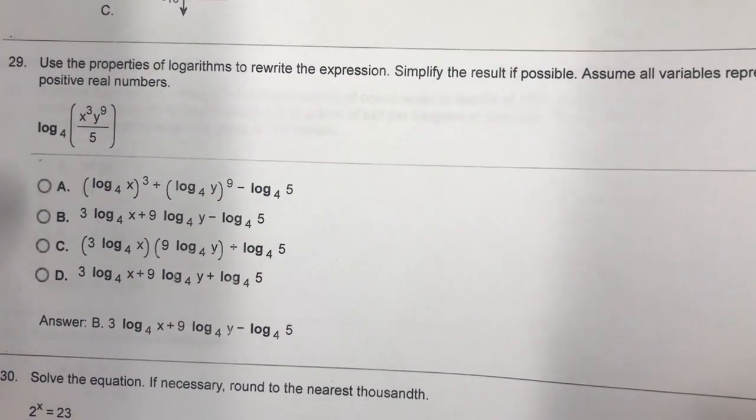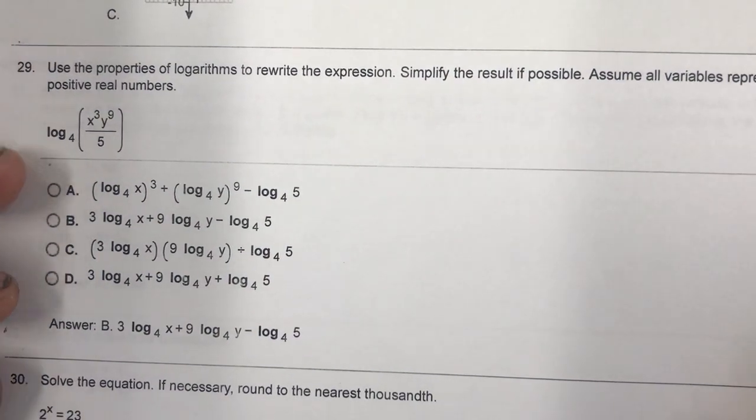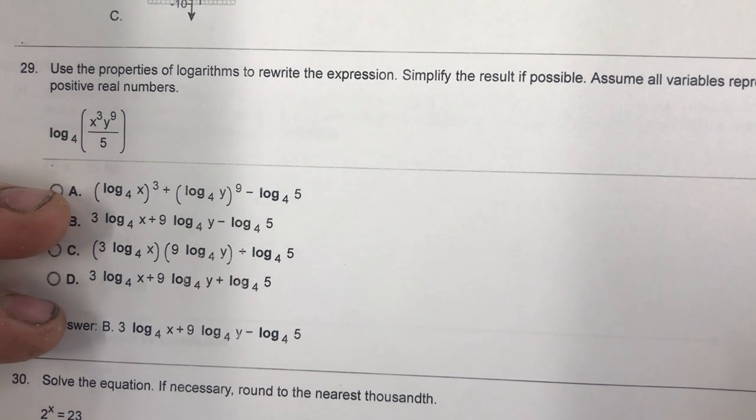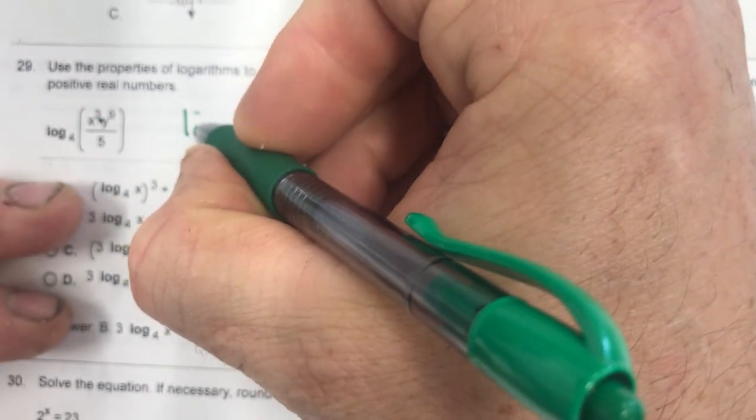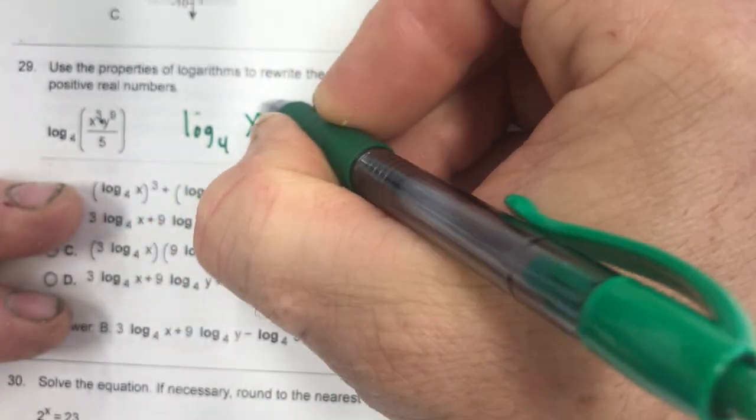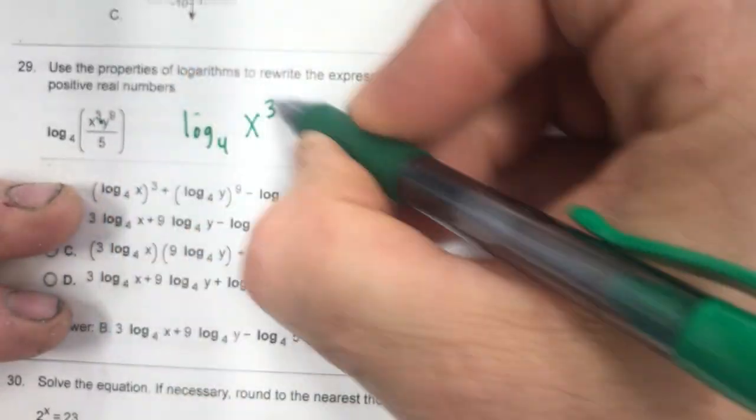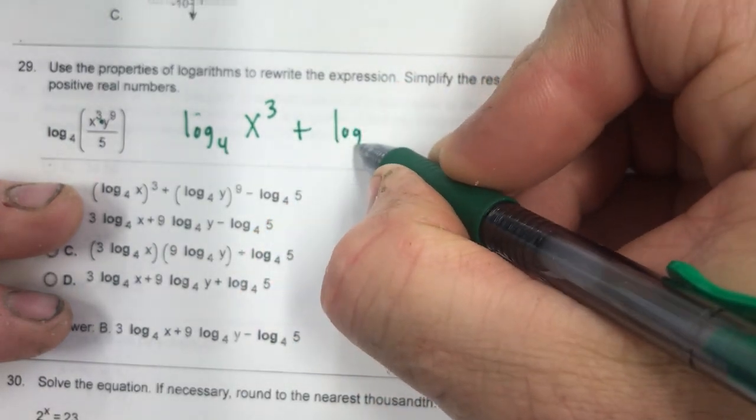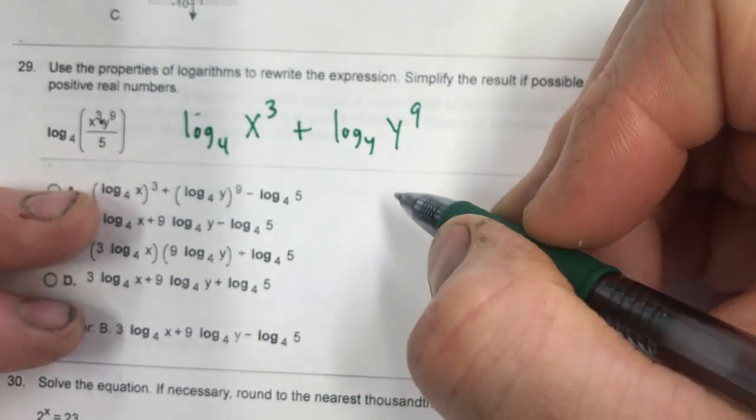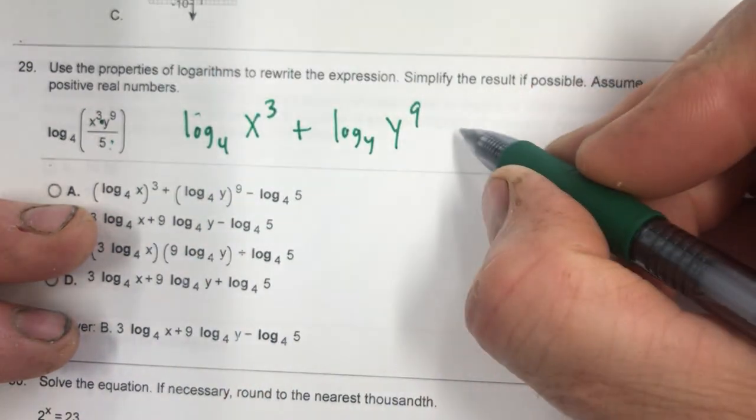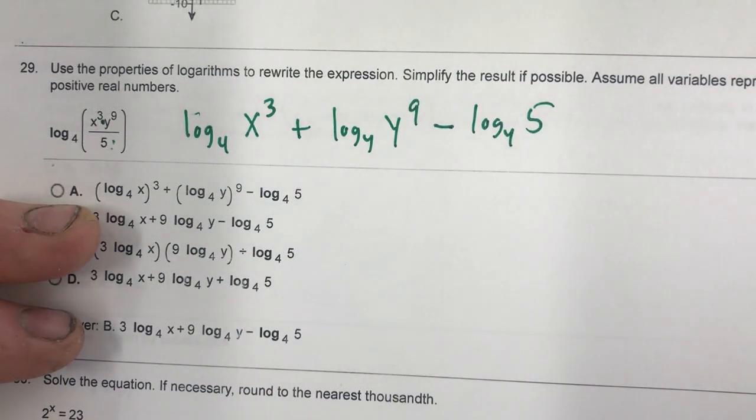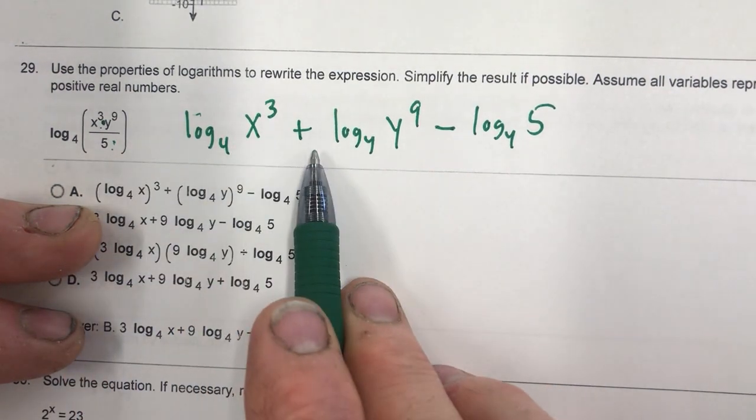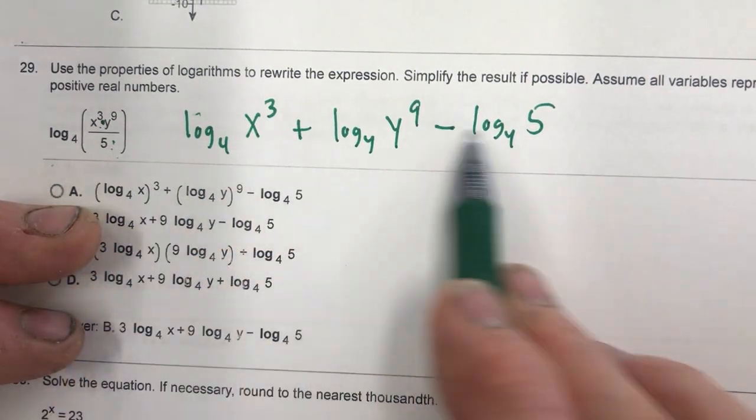Okay, 29. Use the properties of logarithms to rewrite this. Okay, so we've got a product here, so that means I can split this up. Log base 4 of x to the 3. And since it's a product, plus log base 4 of y to the 9. Then I'm dividing by this, so it's going to be minus log base 4 of 5. Okay, so if you have a multiply, it's a plus, and then divide, which you're dividing by the 5, so it's going to be minus.